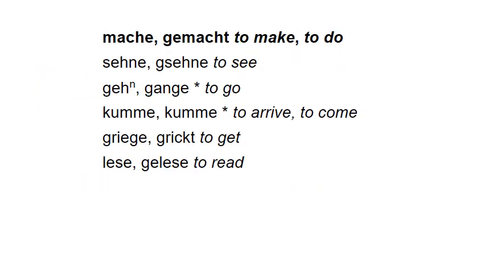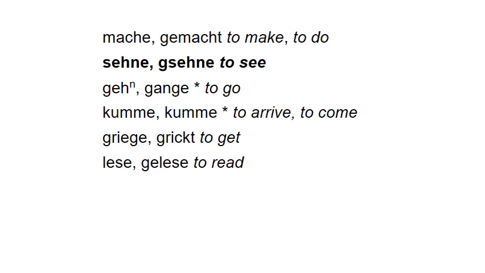Okay, so here are a bunch of verbs, and we can see the infinitives and the past participles. We already know mache, gemacht, to make or to do. Gesehen means to see. So the past participle would be gesehen. To say I saw, you would say ich hab gesehen. In a lot of places, that past participle is pronounced tsene, almost like a T sound. I saw. Depends where you are.